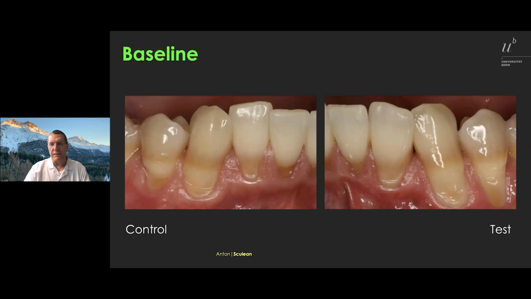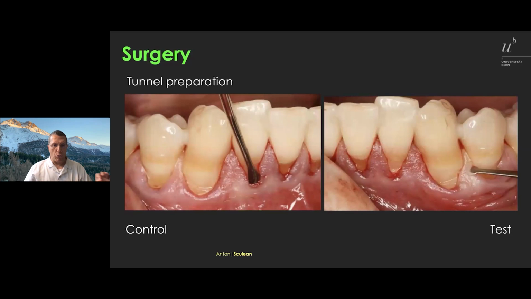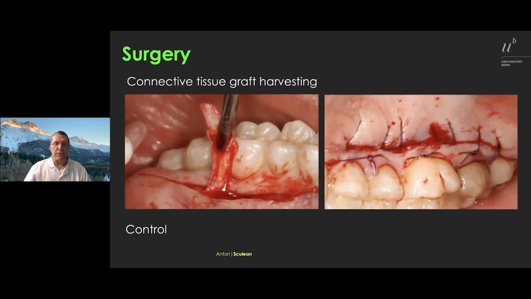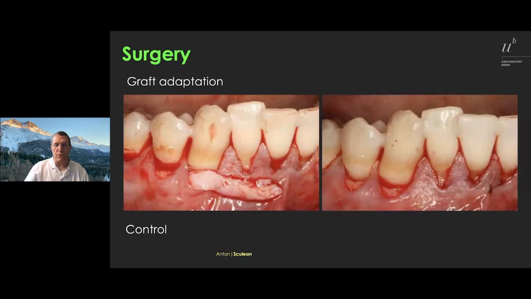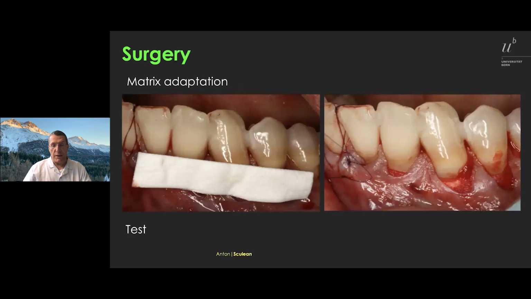And after preparing the tunnel, the control group received the autogenous tissue harvested from the palate, whereas the test group was treated with a collagen matrix. And you see the harvesting technique that is well described in the literature. The randomization envelope was always opened after the tunnel was prepared at both sides in order to avoid a bias.